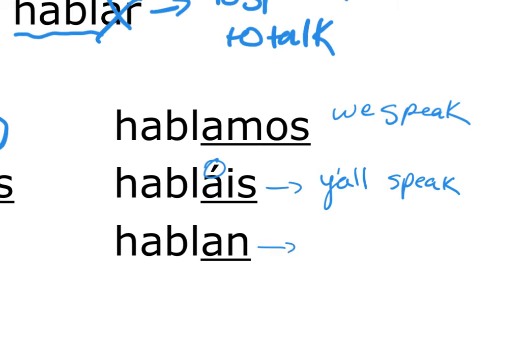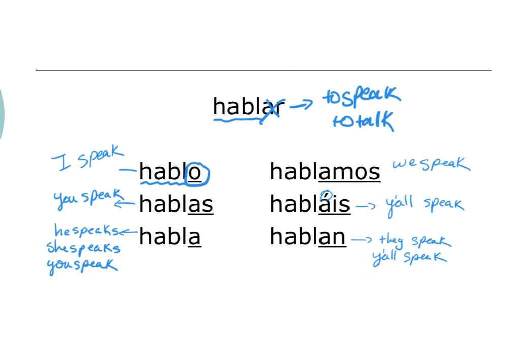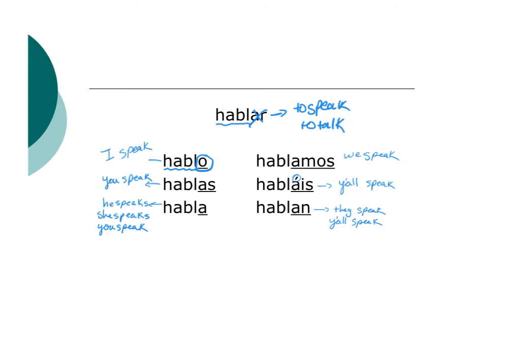This one also has a few possibilities, right? It can mean they speak when we're using ellos or ellas, depending on who we're talking about. And it can mean y'all speak when we're talking about ustedes, right? So those are our different conjugated forms of the verb hablar, all right? So yo hablo, tú hablas, él, ella, usted habla, nosotros hablamos, vosotros habláis, and ustedes and ellos, ellas hablan. Okay, so let's move on from here.